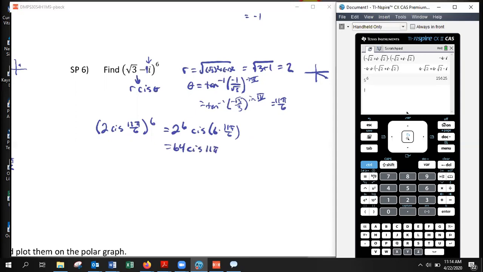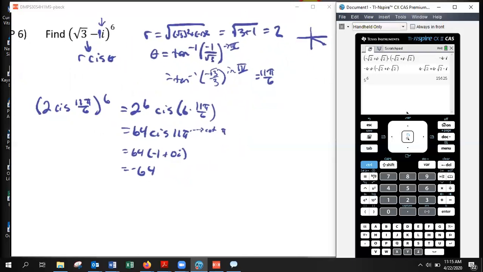Now that's an angle that I know. This is coterminal with pi. Since that's coterminal with pi, that would be 64 times -1. Cosine of pi is -1. Sine of pi is 0. I think we've done that a few times now. -64.